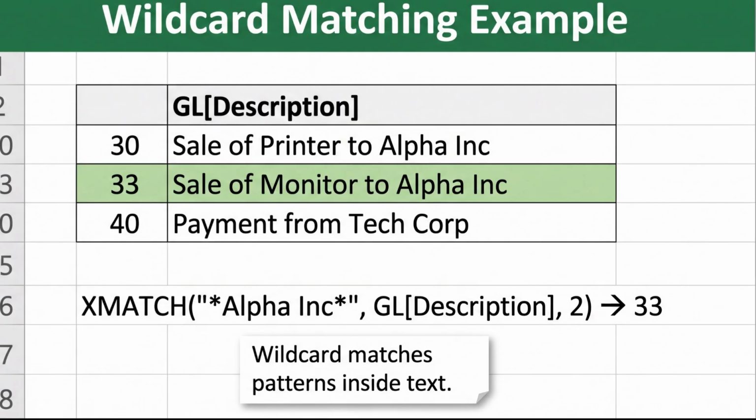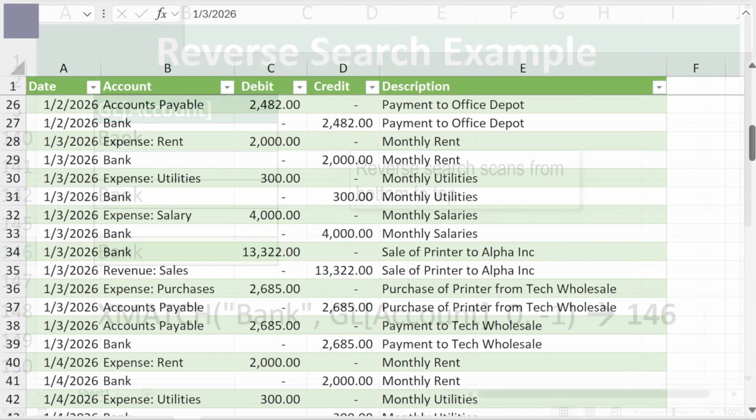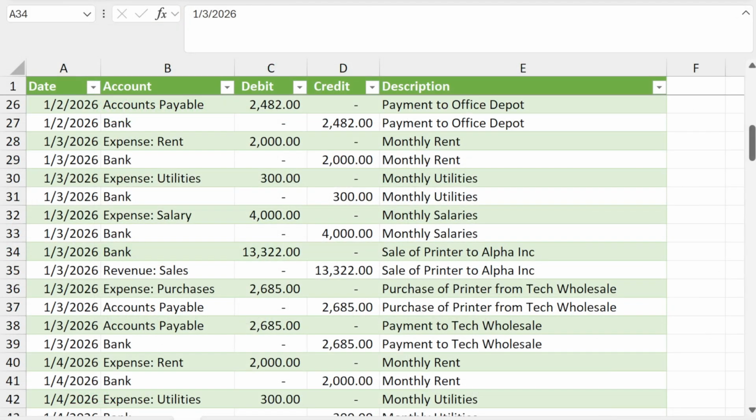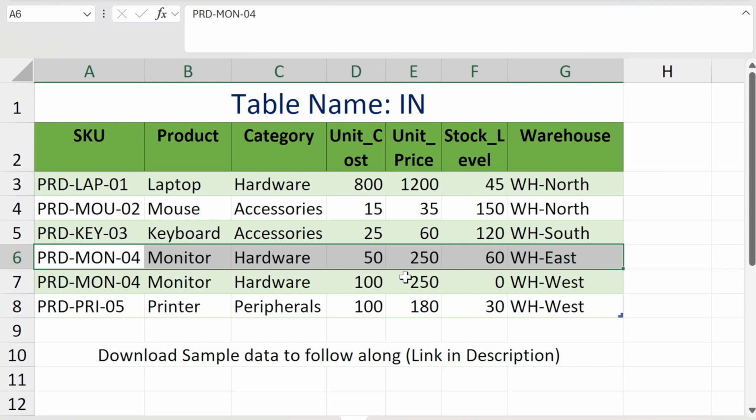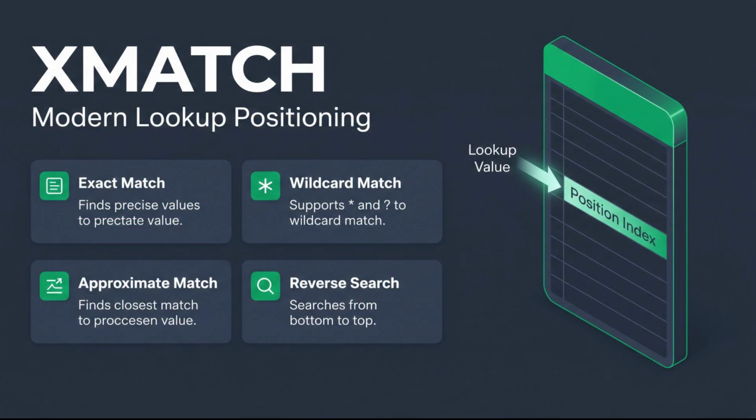XMATCH is powerful because it supports exact match, wildcard match, approximate match and reverse search. It works perfectly with structured tables such as GL, IN and AC. Use XMATCH whenever you need precise row positions for reporting, reconciliation or inventory analysis.